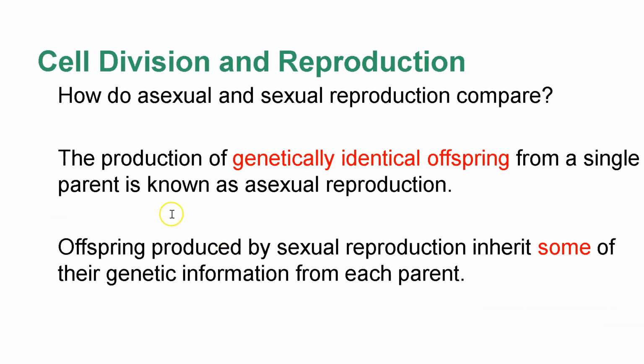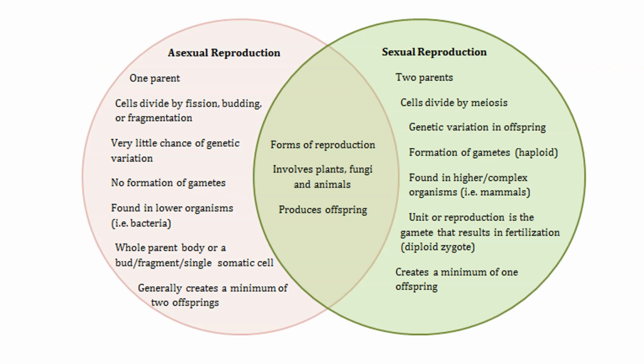Asexual reproduction is the production of genetically identical offspring, so they're clones. Sexual reproduction, which we'll talk about a little bit later, genetics, it's a beautiful topic, is when you inherit some of the genetic information from your mom and dad. Here's the Venn diagram about asexual and sexual reproduction. Underline what I underline, but one parent to two, of course. Cells divide by fission, budding, or fragmentation.